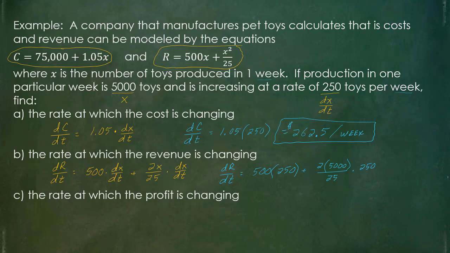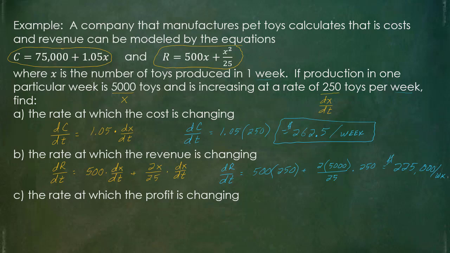And now it just turns into a pressing buttons exercise: 500 times 250, added with 2 times 5,000, divided by 25, but then multiplied by 250. We probably could have reduced that before typing it in, but in this case, it wasn't that tough to type those numbers in. It came out as 225,000, and again, this would be dollars per week.